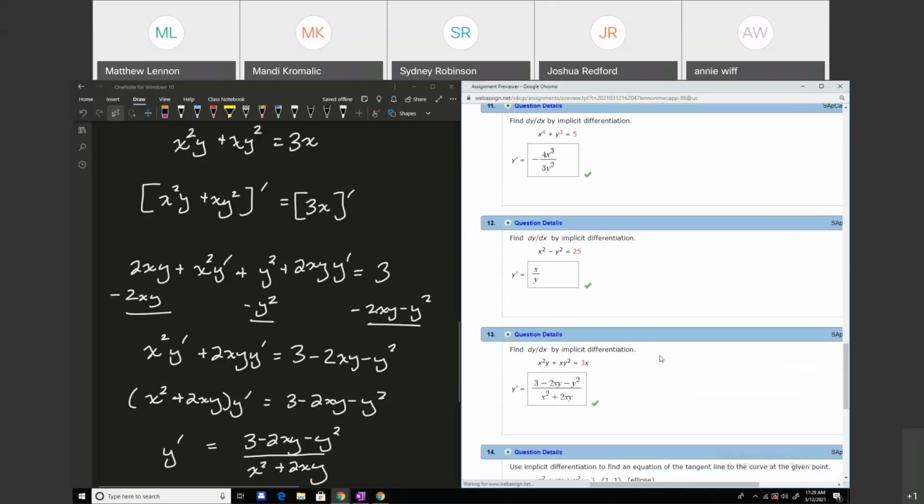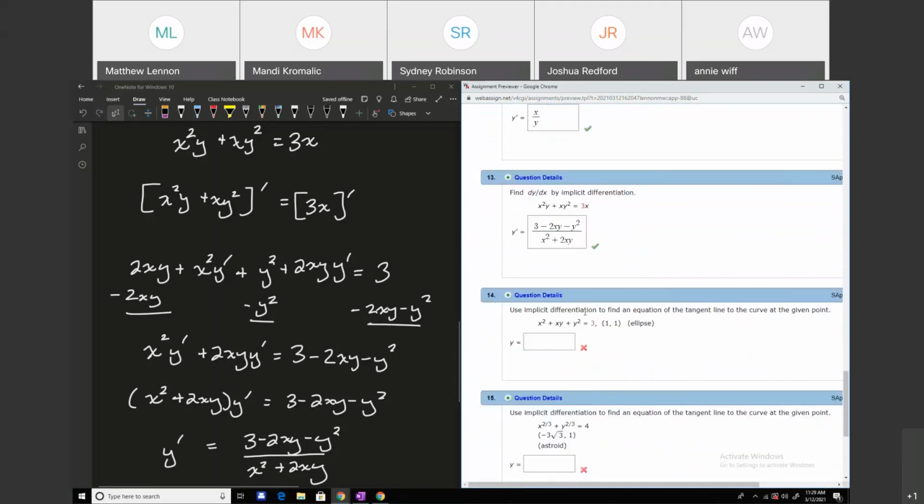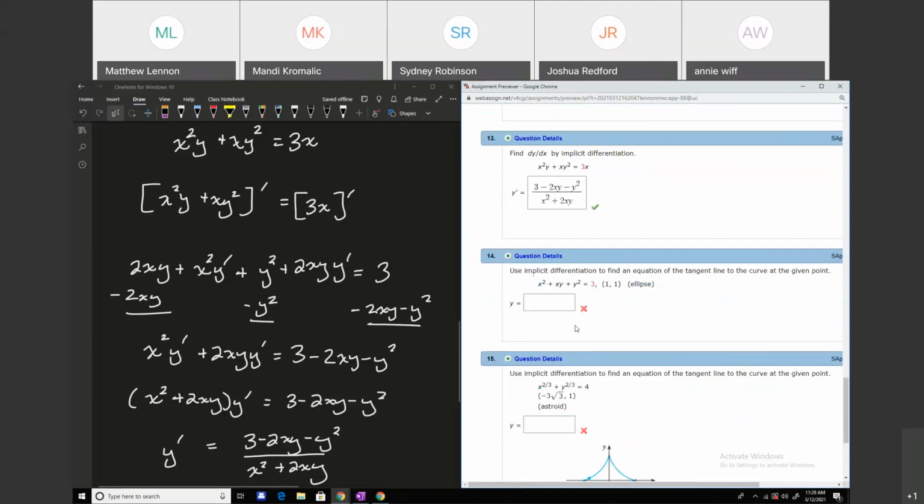So number 13. Yep, got it right. As I mentioned, number 14. Number 14, we did something very similar last class, so I would encourage you to look at the notes from last time.